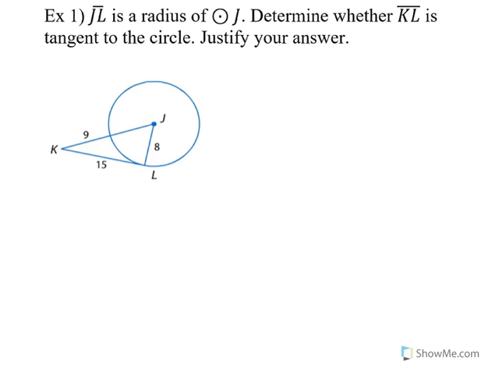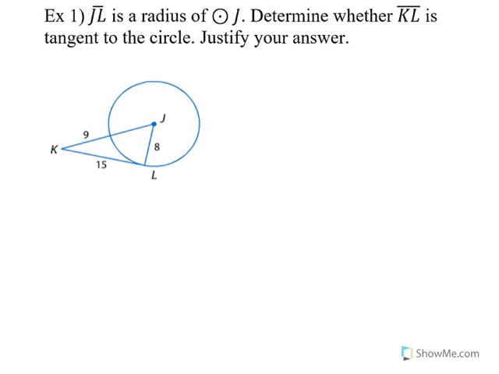Okay? So how can we use this? The first way we can use this is to prove something is tangent. It says JL is a radius, and you know that's a radius from looking at it, of circle J. So JL is a radius, and it is 8. Determine whether KL is tangent to the circle.